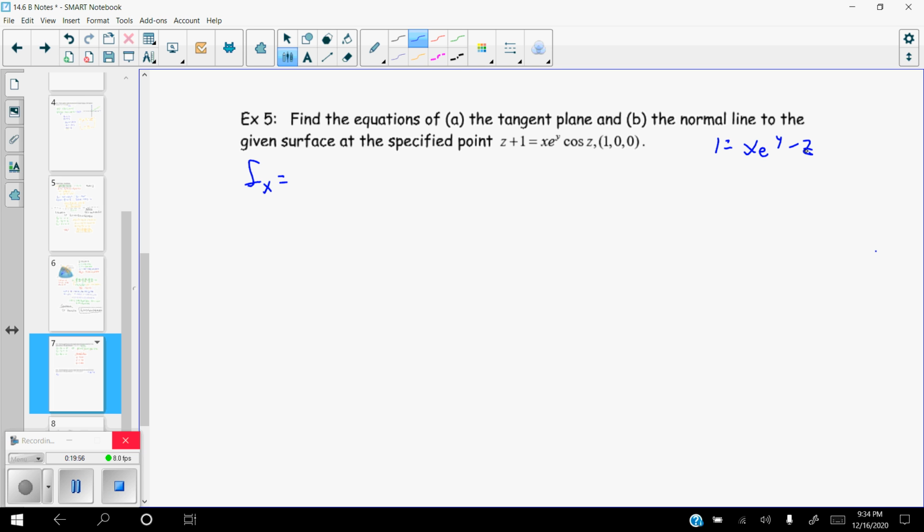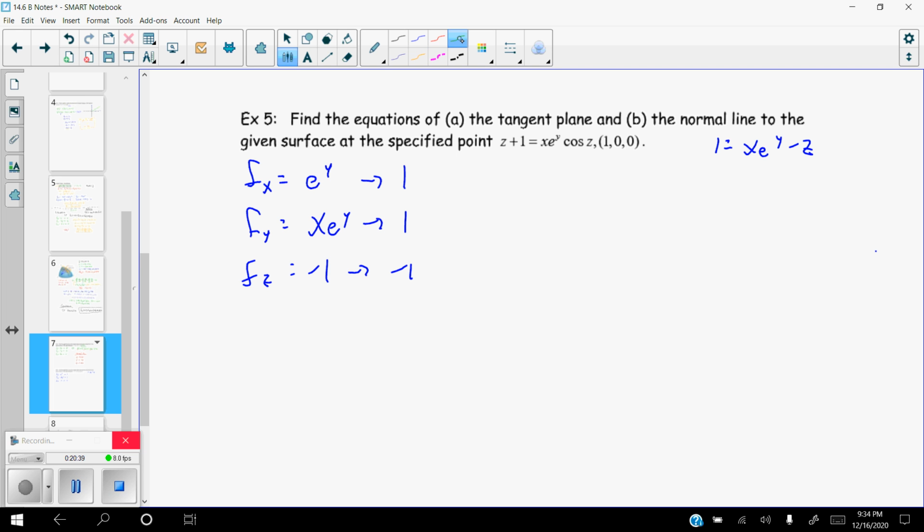Okay, now we're ready. So f sub x is going to be, the derivative of x is just going to be e to the y. F sub y is going to be x e to the y. And f sub z is going to be -1. So at our point, f sub z is always -1. F sub y here is going to be 1 times e to the 0, which is also 1. And then e to the y, e to the 0 is also 1. So there is our gradient, our slopes.